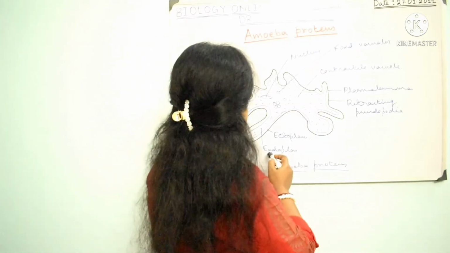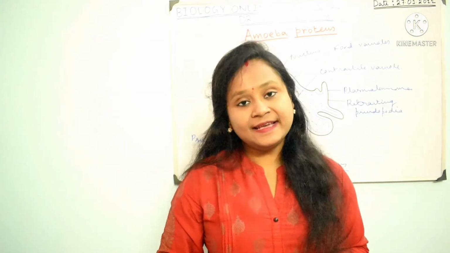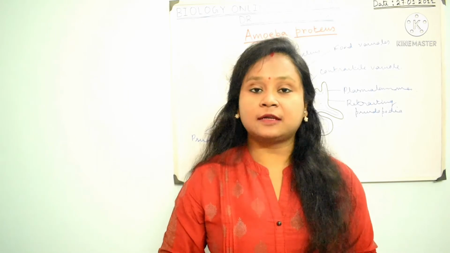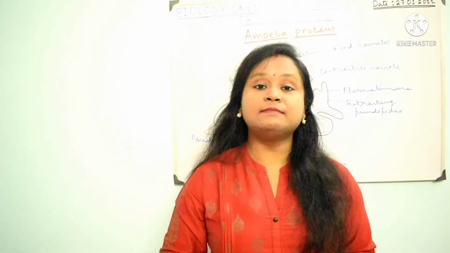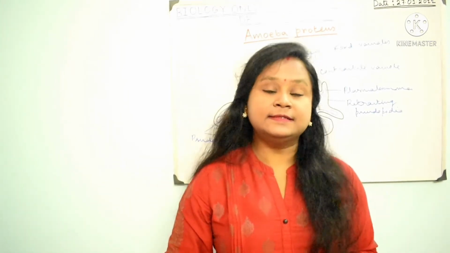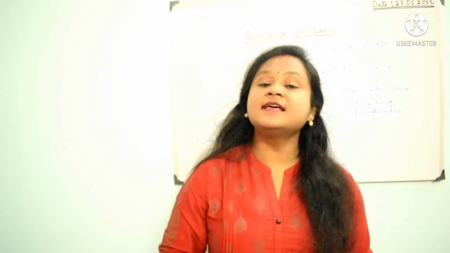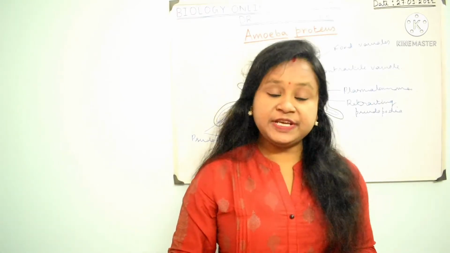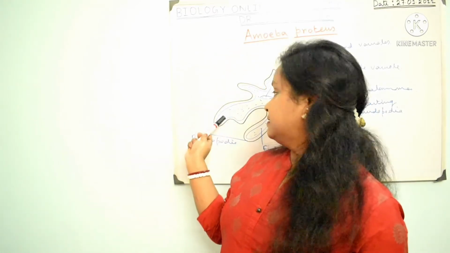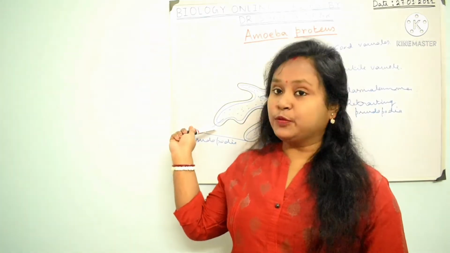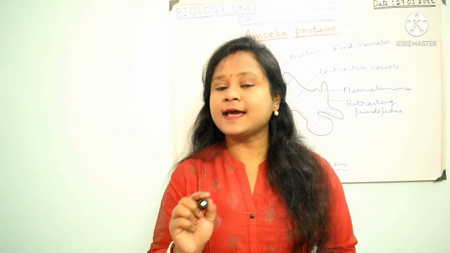Next point is ectoplasm. It is thin, non-granular, hyaline and rigid, and lies below the plasmalemma layer. Ectoplasm is considered a supporting layer. At the tip of the pseudopodium, it forms a hyaline cup.